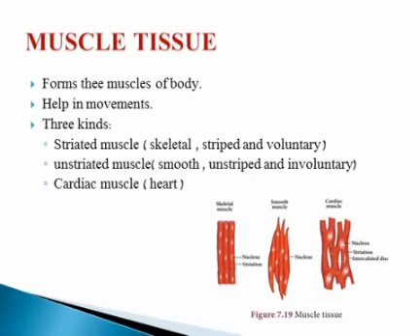Cardiac muscles are also involuntary in function and found only in the walls of the heart. They are striated, uninucleated and branched. Okay, they are striated, uninucleated and they are branched. Can you see the picture?